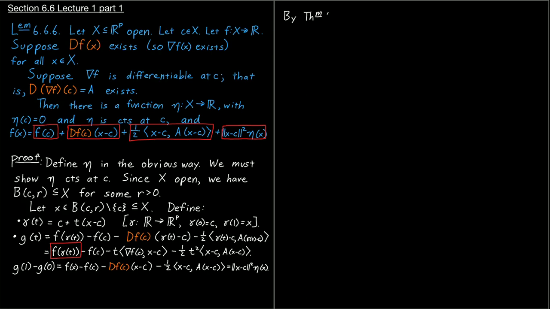By theorem 6.5.13, the derivative of f composed with gamma at the point t, applied to s, because the derivative of f composed with gamma at the point t is a function that's df at the point gamma of t, composed with d gamma of t, all of s, and that we can write as the inner product of the gradient of f at gamma of t with the derivative of gamma, since we have an explicit formula for that, that's s times x minus c.